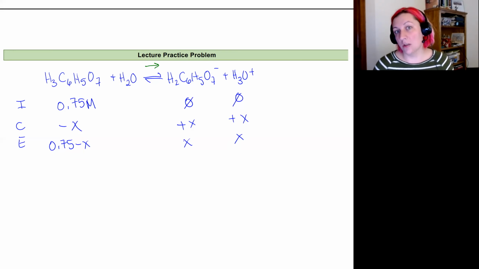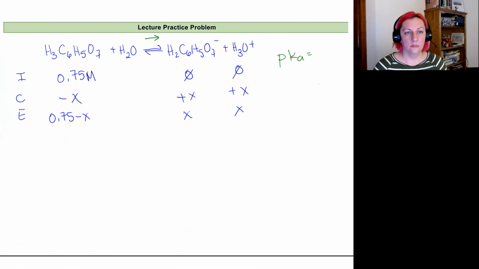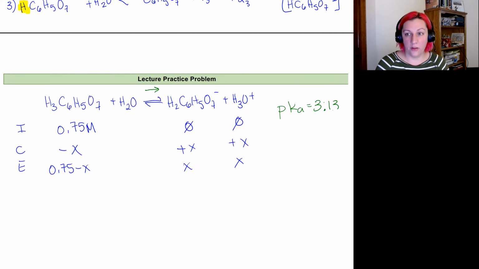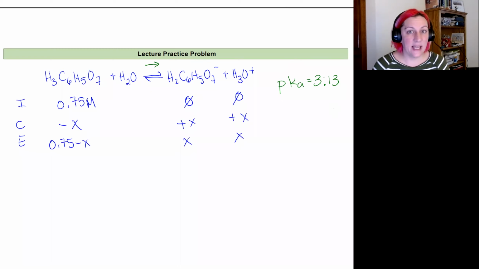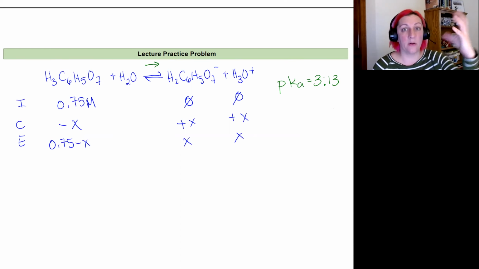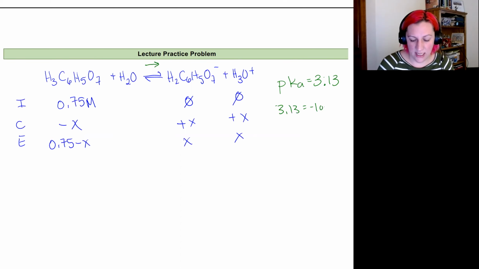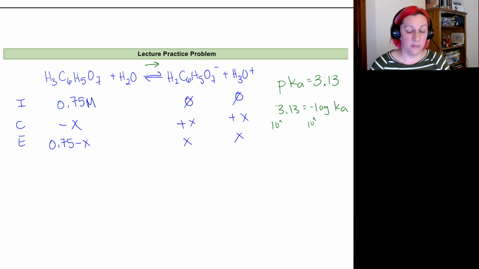And I've been given some information about that Ka value. I've been told, let's do this separately, that the pKa is equal to 3.13. So to find the Ka value, I'm going to take each side of my equation and raise it to the power of 10, right? So remember this 3.13 is equal to the negative log of my Ka. So by putting both sides of this equation as the exponent on the number 10, the log and the 10 here cancel out.